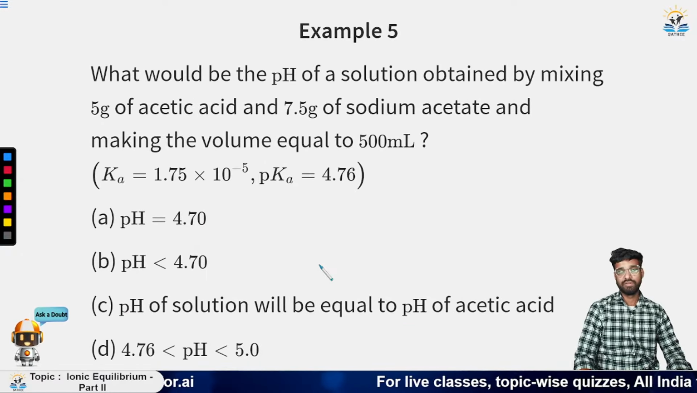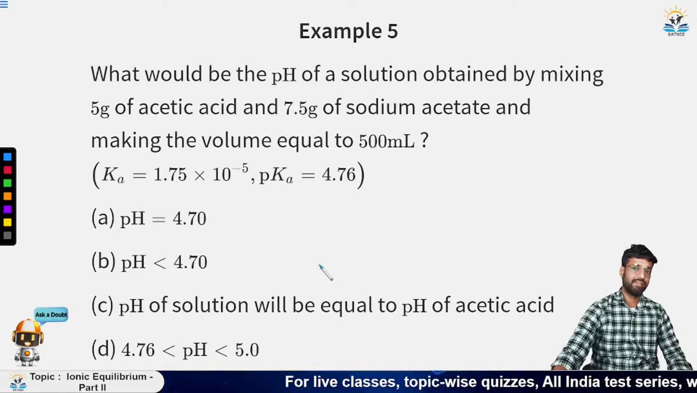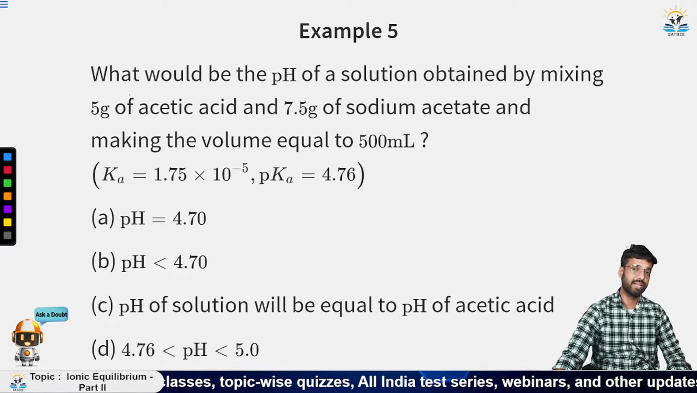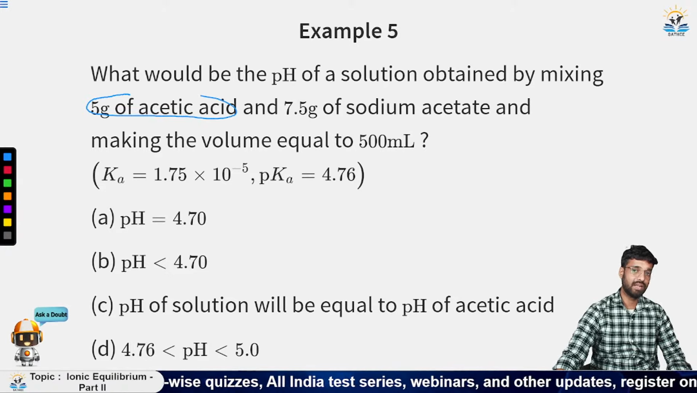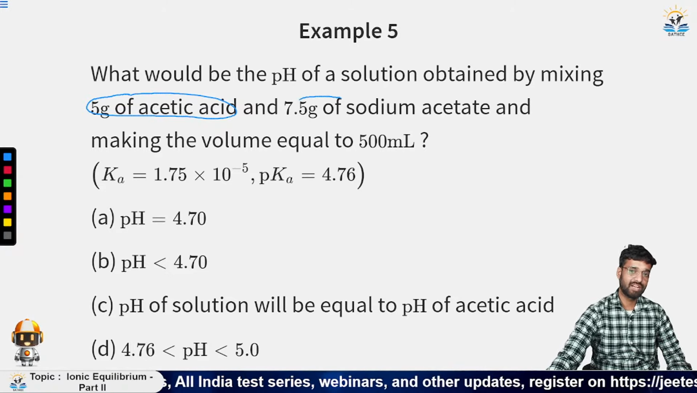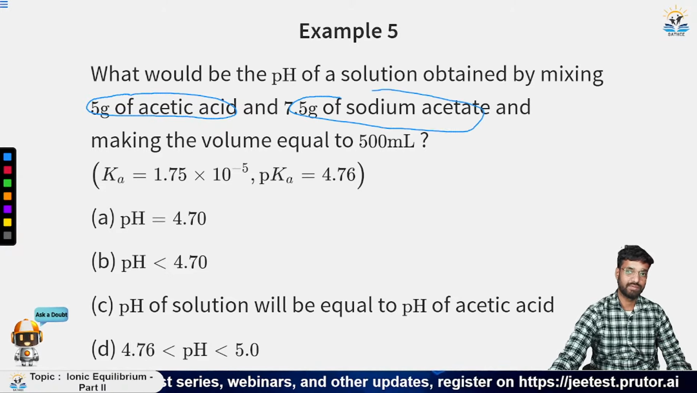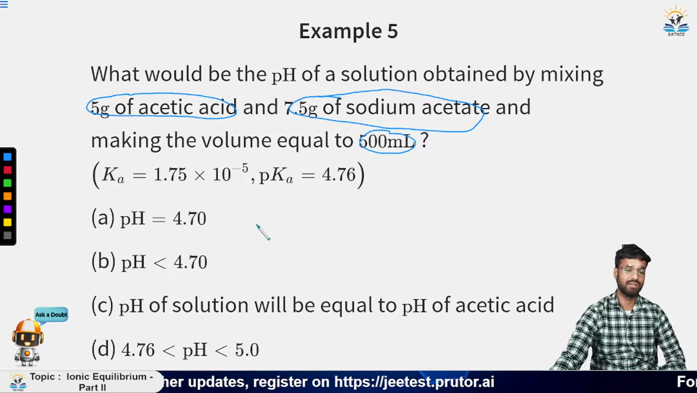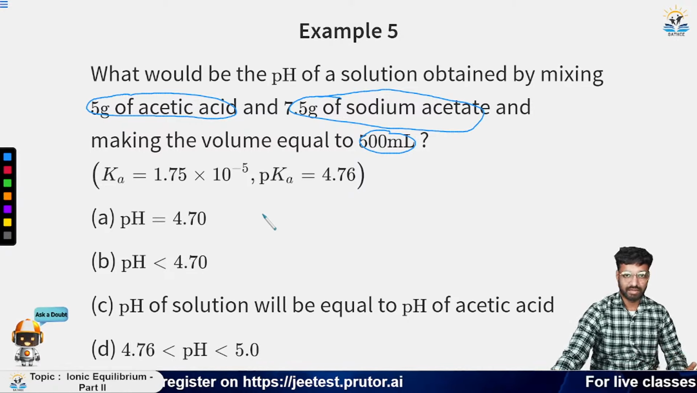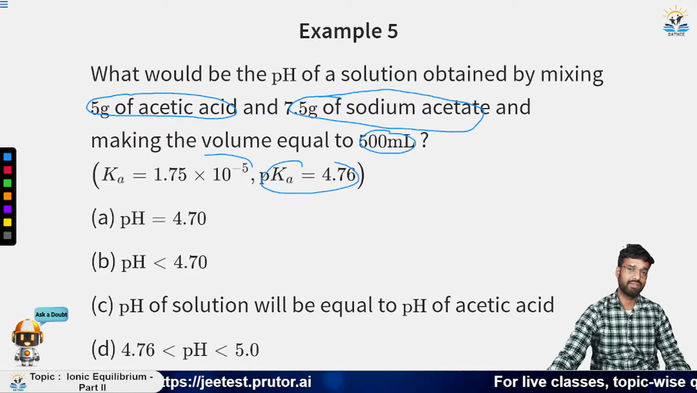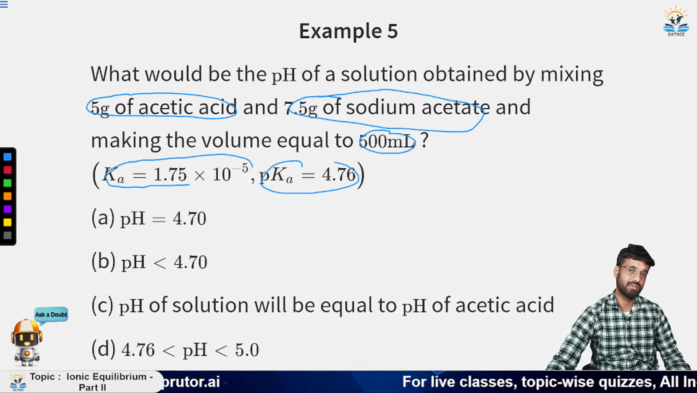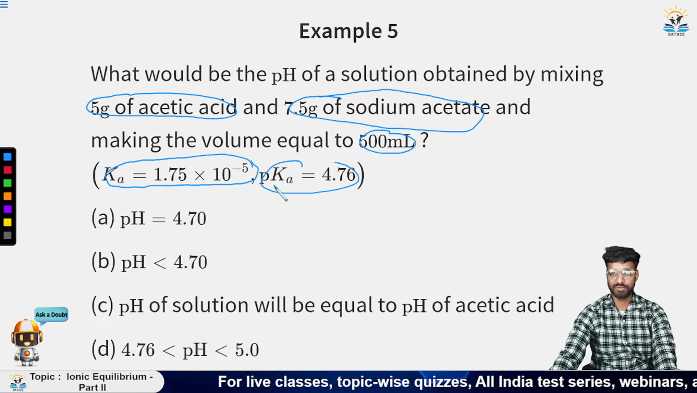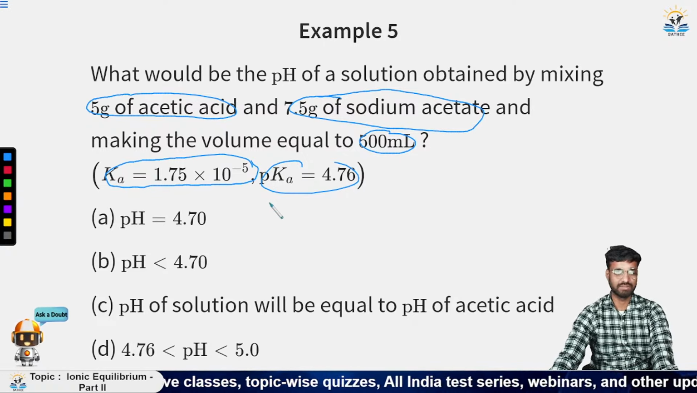Okay. The next question we have here is: what would be the pH of a solution obtained by mixing 5 gram of acetic acid and 7.5 gram of sodium acetate, making the volume equal to 500 milliliter? So it is a very simple and clear cut question. pK is also given, K is also given. You do not have to do anything special to solve this question. It is a much easier question than the previous ones. So I have put this question here so you can get a start on this.